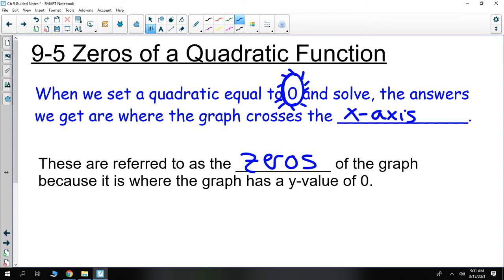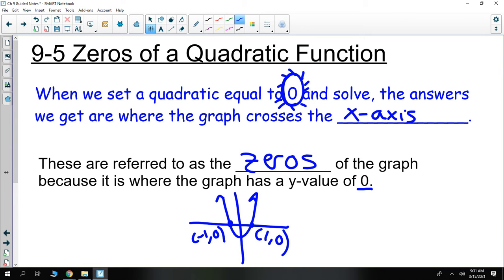So the places where it crosses the x-axis are referred to as the zeros of the graph because it's where the graph has a y value equal to 0. Okay, so for example, if I drew a function like so, and this is the point where it crossed, and that was (-1, 0), and this is the point (1, 0). So the zeros are -1 and 1 because those are the points on the x-axis when the y value is 0. That's why they're called zeros.